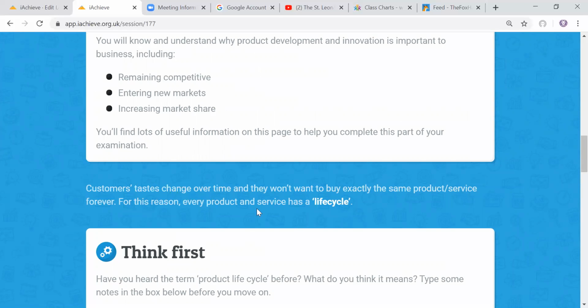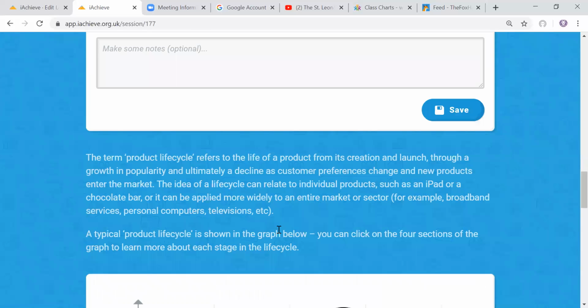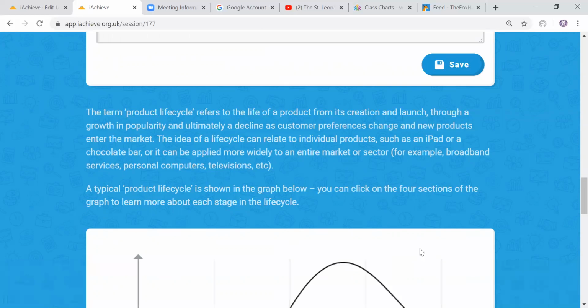Customers' tastes change over time, and they won't want to buy exactly the same product or service forever. For this reason, every product and service has a life cycle. So the term product life cycle refers to the life of a product from its creation to launch, through growth in popularity and ultimately decline as customers' preferences change. So the idea of a life cycle can relate to individual products, such as an iPad or a chocolate bar, or it can be applied to an entire market or sector. For example, broadband services, personal computers, televisions, etc. A typical product life cycle is shown in the graph below.